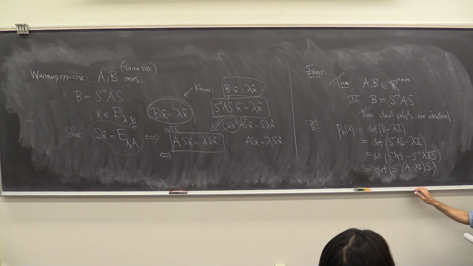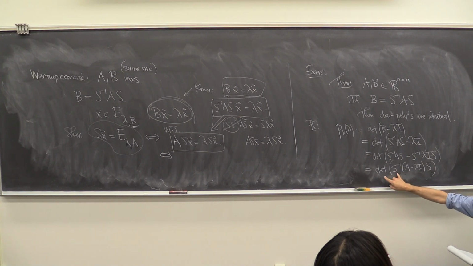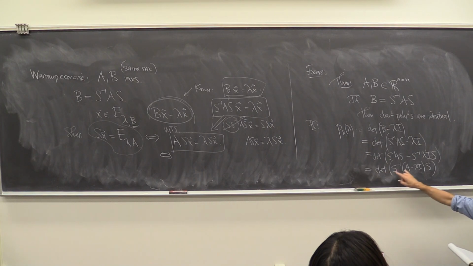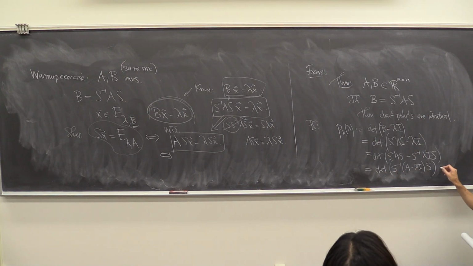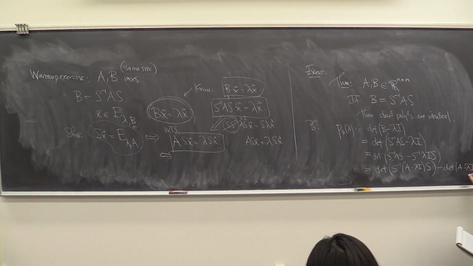Right, so you distribute out, more algebraic trickery, right? And then you see what we have here. This is going to be determinant of S inverse times the determinant of this times the determinant of S. The first and last terms will cancel, right? Because the determinant of S inverse is 1 over the determinant of S, and so we just end up with the determinant of A minus lambda I, which is the characteristic polynomial for A, right? So the characteristic polynomials are the same.